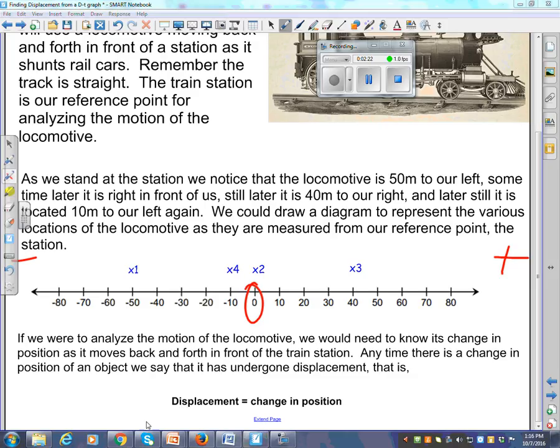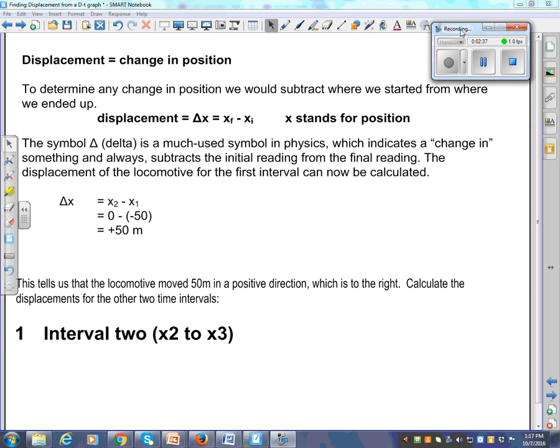Displacement is a change in position. You will learn something in here. Displacement is a change in position. Now, to determine any change in position, we would subtract where we started from where we ended up. And that's a little worded. I'm realizing as I do it twice in one day, it's worded a little poorly. I should probably change it. Displacement is delta x is final minus initial, where x stands for position. The xf stands for final position minus initial position.